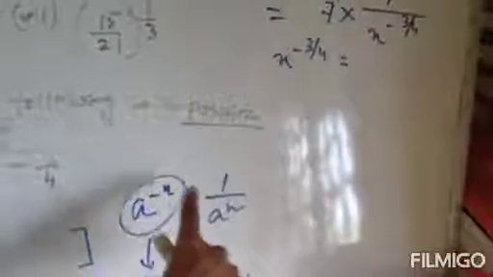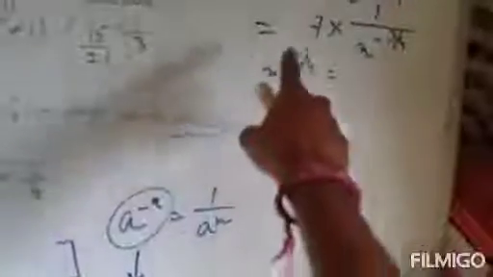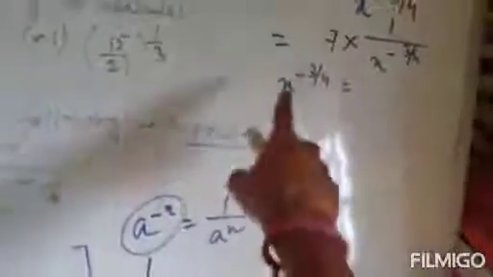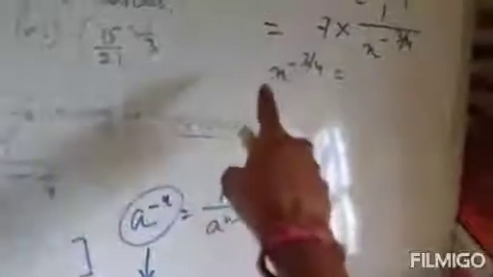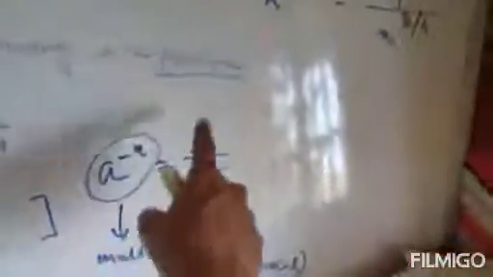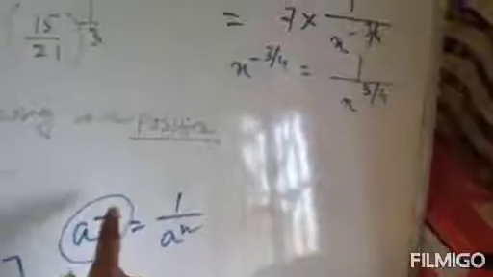Here, if you compare, a to the power minus n equals 1 by a to the power n. Comparing this with x to the power minus 3 by 4, you will easily see that a is x and n is 3 by 4. So the formula gives 1 by x to the power 3 by 4. So a to the power minus n equals 1 by a to the power n, where a will be x and n will be 3 by 4. Clear? So x to the power minus 3 by 4 will be 1 by x to the power 3 by 4.